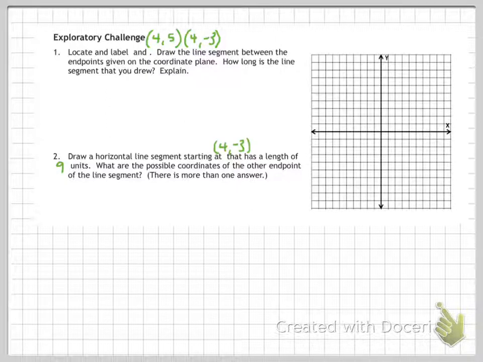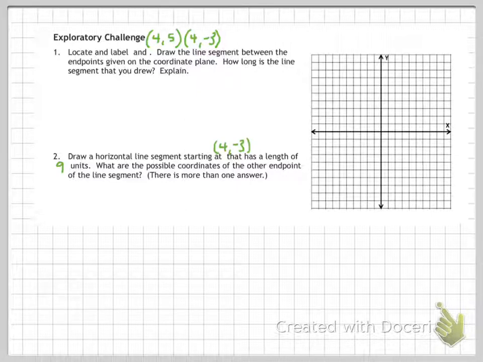Okay, please pause the recording and answer questions 1 and 2 of the exploratory challenge, and then come back and we'll check the solutions. So here we are with the solution for the exploratory challenge, where our job is to locate and label the points 4, 5, and 4, -3, and then draw the line segment between the endpoints. So first thing we'll do is find these points.